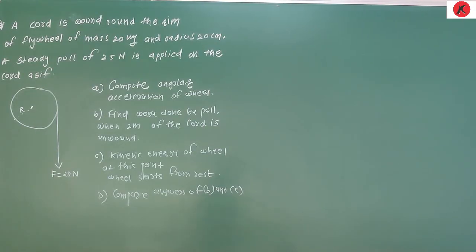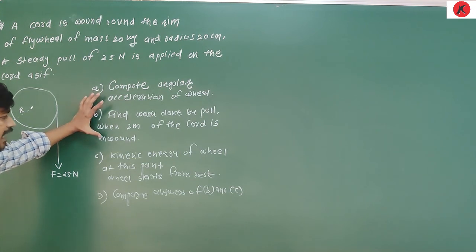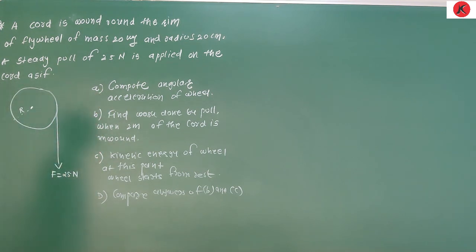Now next question, see, a cord is wound around the rim of a flywheel of mass 20 kg and radius 20 cm. A steady pull of 25 Newton is applied on the cord as shown in figure. And you have to find these respective quantities. Compute angular acceleration of wheel, find work done by pull when 2 meter of the cord is unwound, find kinetic energy of wheel at this point, wheel starts from rest, and compare answers of B and C.